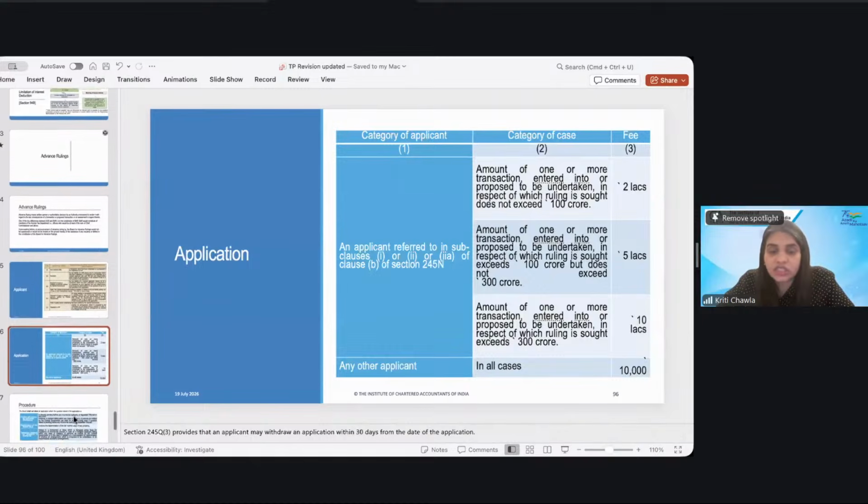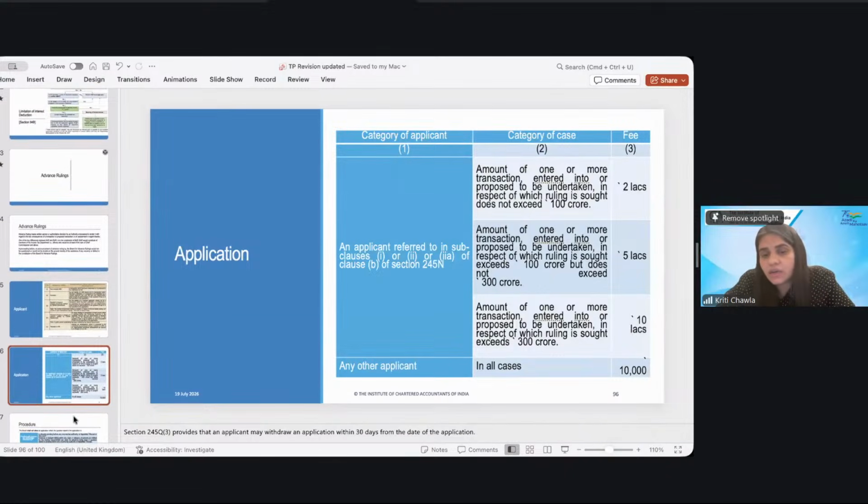Now, as far as the application is concerned, this is the application that has to be provided. For an applicant as provided in section 245N, if the amount of one or more transactions which are undertaken or proposed to be undertaken does not exceed 100 crore, then the fee is going to be 2 lakh rupees. If it exceeds 100 crore but does not exceed 300 crore, then the fee is going to be INR 5 lakh. Or if it exceeds 300 crore, then the fee is going to be 10 lakh rupees. Any other applicant, for all the cases, the fee is going to be 10,000 rupees.